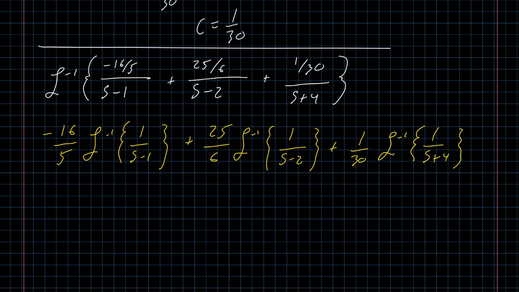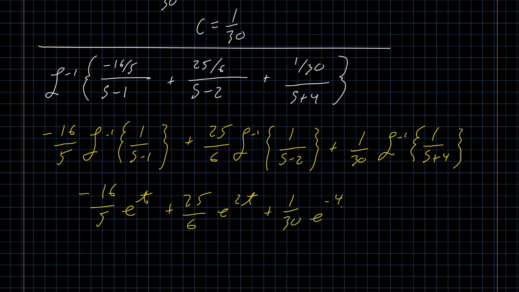Looking it up on the table, 1 over s minus alpha is what we expect to get out of the Laplace transform of an exponential. So this first one is the exponential function when alpha is 1: negative 16 over 5 times e to the t. The second one is the exponential function when alpha is 2: 25 over 6 e to the 2t. And the third one is the exponential function when alpha is negative 4: so 1 over 30 times e to the minus 4t.